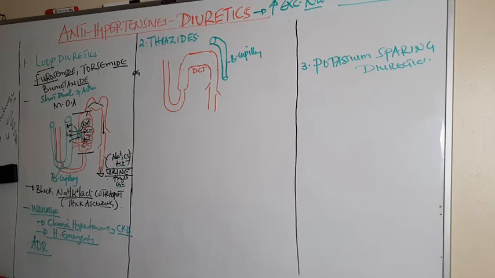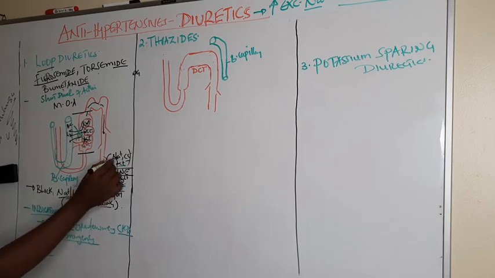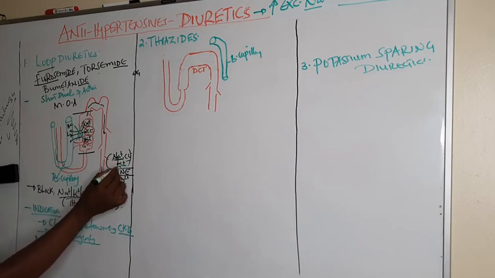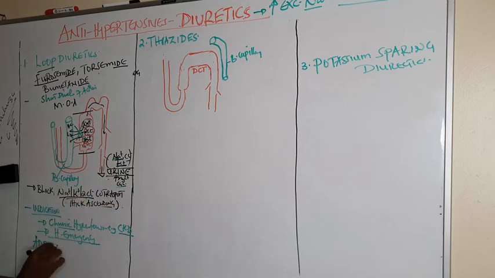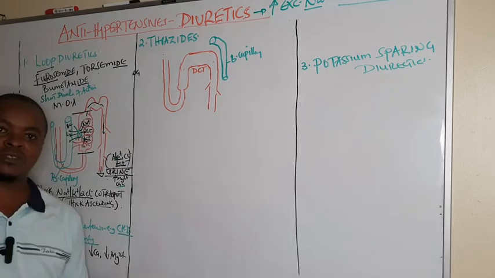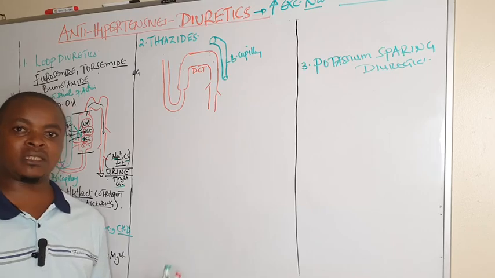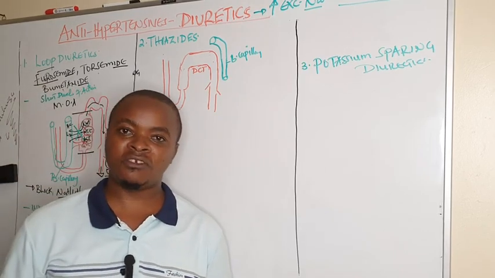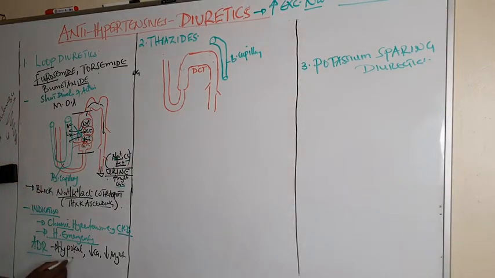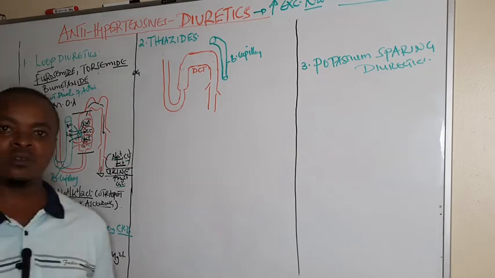One of the adverse reactions is that we are losing much of the sodium, and apart from that, we are also losing potassium. So we can see hypokalemia can come in. We can also see decreased levels of calcium, that is hypocalcemia. We can also see hypomagnesemia due to loss of magnesium, and it can even lead to dehydration because we're losing a lot of water. So it is contraindicated in people with dehydration or people with hypokalemia. You cannot give the loop diuretics.